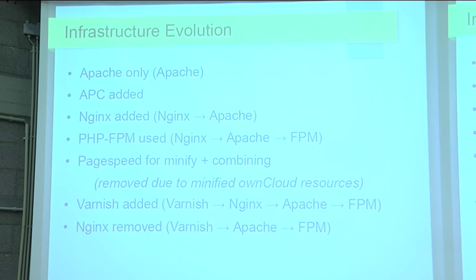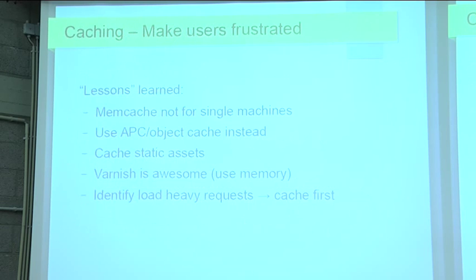And just to give you a sense of the infrastructure evolution, I started with Apache only and mod PHP, then added APC, which gives a huge speed improvement, so I will go back to caching and where you should have added APC. Then added Nginx because all the static assets were really slowing down the demo. Then added PHP-FPM. PageSpeed was used for a small while till it was integrated into ownCloud itself. Varnish was the biggest improvement I could have made to the demo, and it basically removed Nginx after that, as it wasn't really needed anymore.